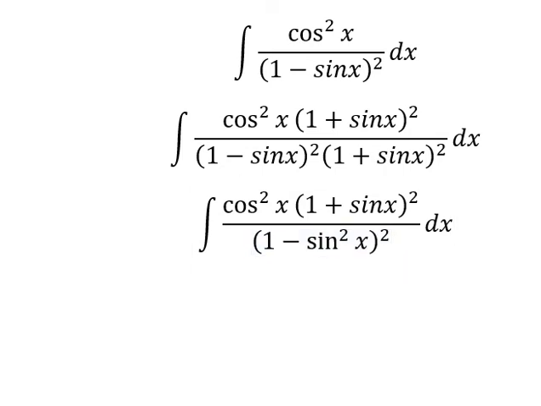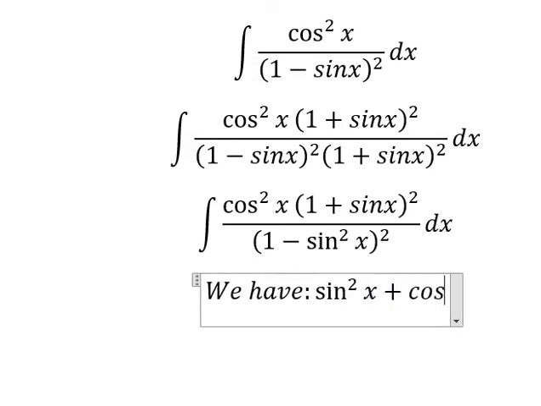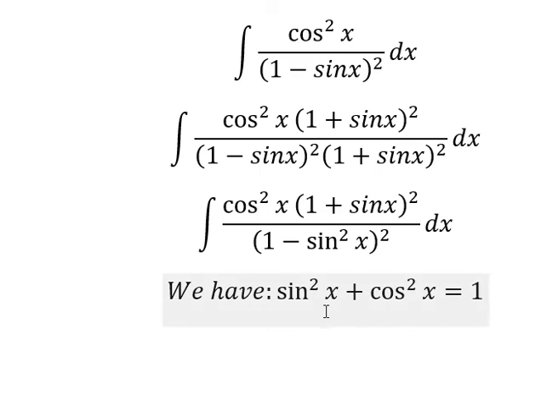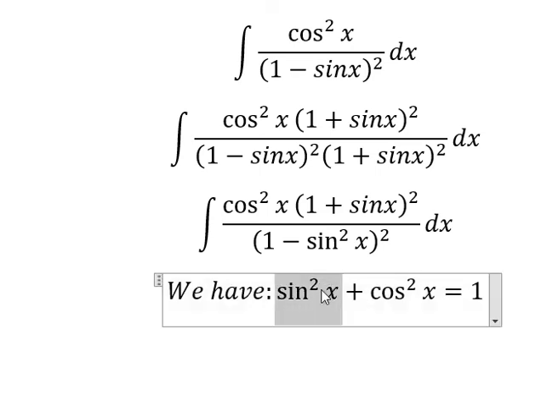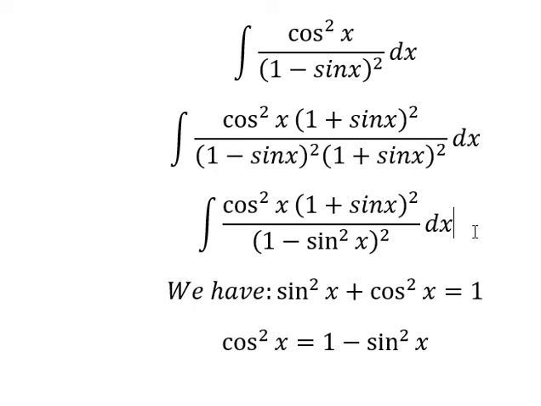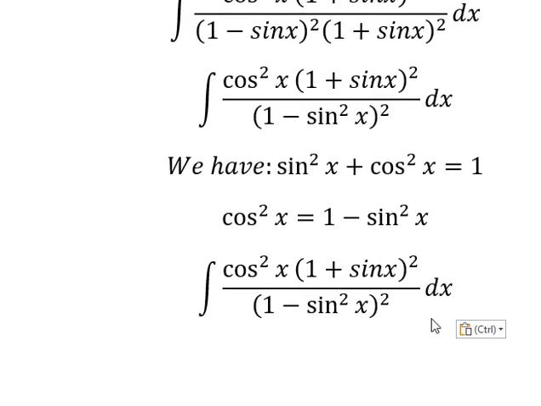Next, we have the formula in here. Sine s squared plus cosine s squared equals number 1. So we put sine s squared to the right and we get cosine s squared equals number 1 minus sine s squared. So I will put this one in here.